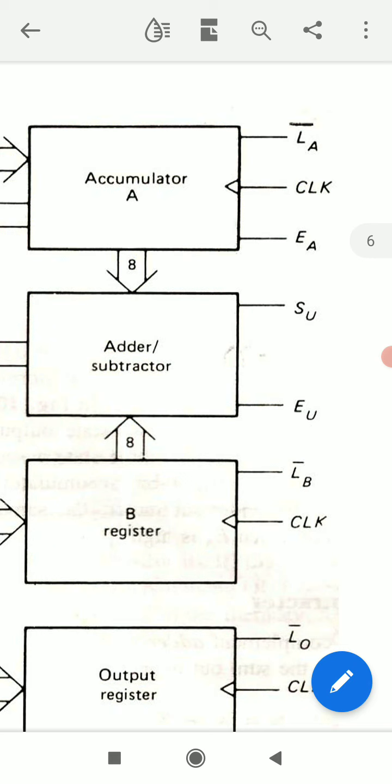When SU is 1, it works as a subtractor, it subtracts, and when SU is low, it works as an adder. So if we want to add two words, we have to put SU equal to 0. When SU is low, it works as an adder, and we add the two words from accumulator A and B register, and we get sum S equal to A plus B.